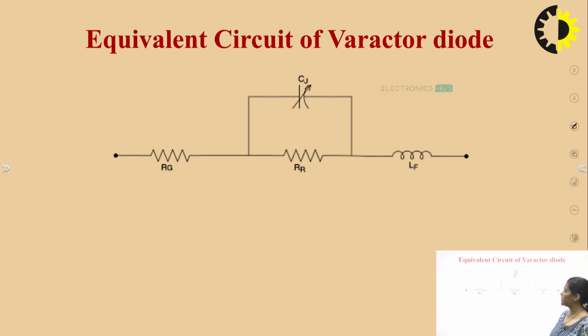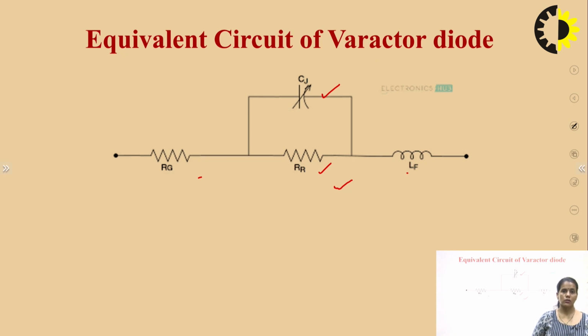This is the equivalent circuit of the varactor diode. Here we can see the capacitor is in parallel with the resistor and the whole arrangement is in series with the inductor and the resistor. So, this is the equivalent circuit of the varactor diode.